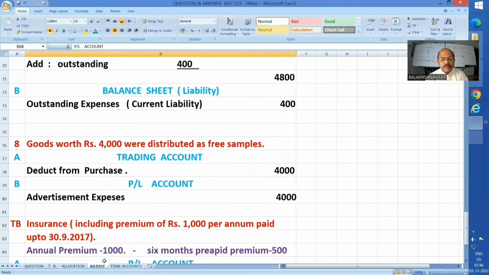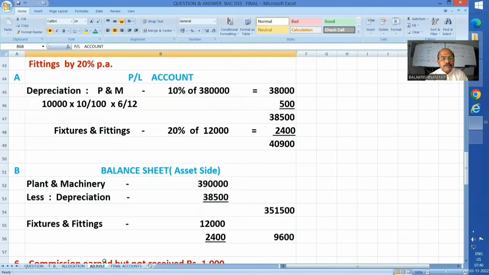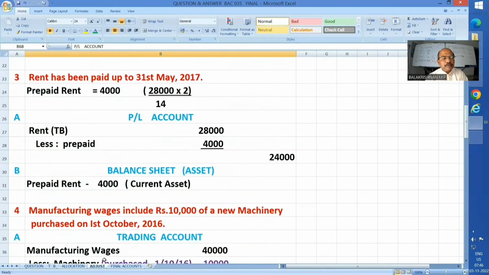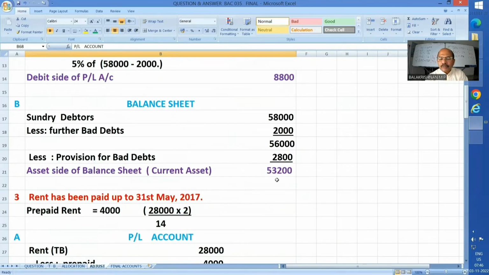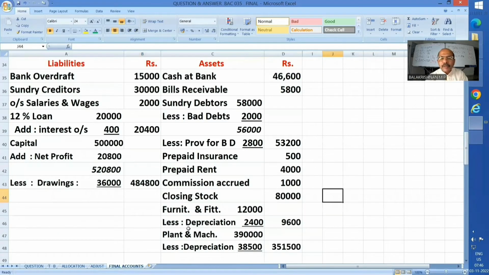Just now I explained to you how the sundry debtors have to be shown in the balance sheet. Right, this only I have done there. Okay. Net figure is 53,200. Prepaid insurance part, only the prepaid part. Prepaid rent part. These two have been explained already. Commission accrued is also explained. So these two are expenditures prepaid, and this is an income accrued. Both are assets. Okay, right.